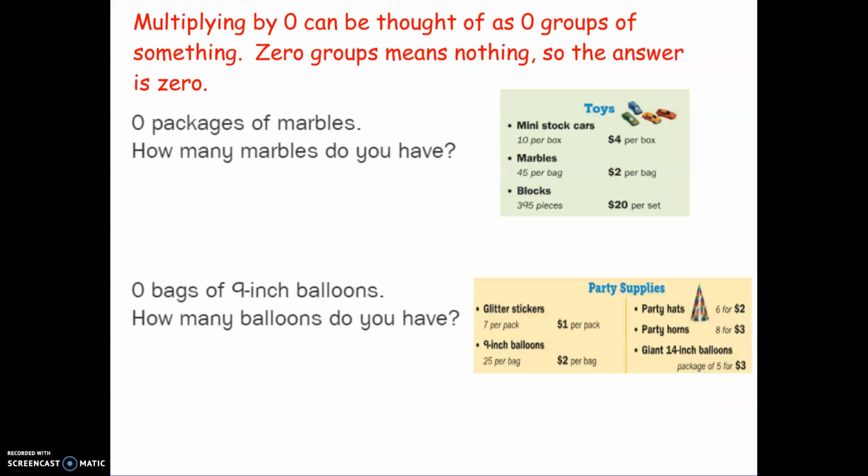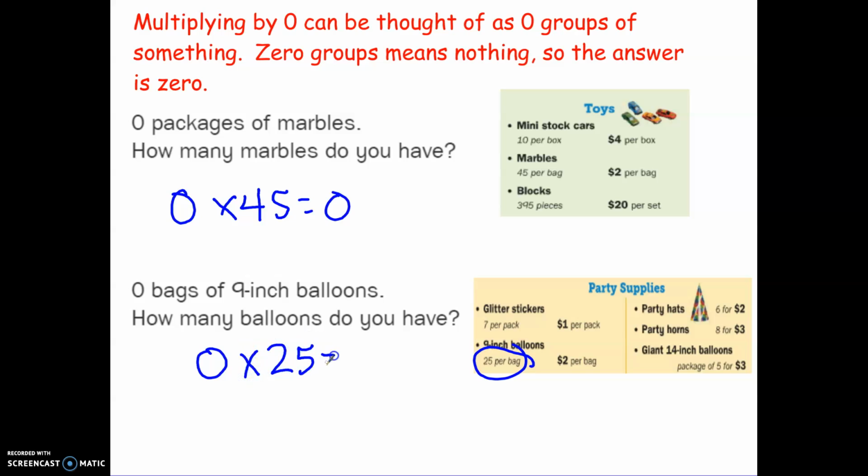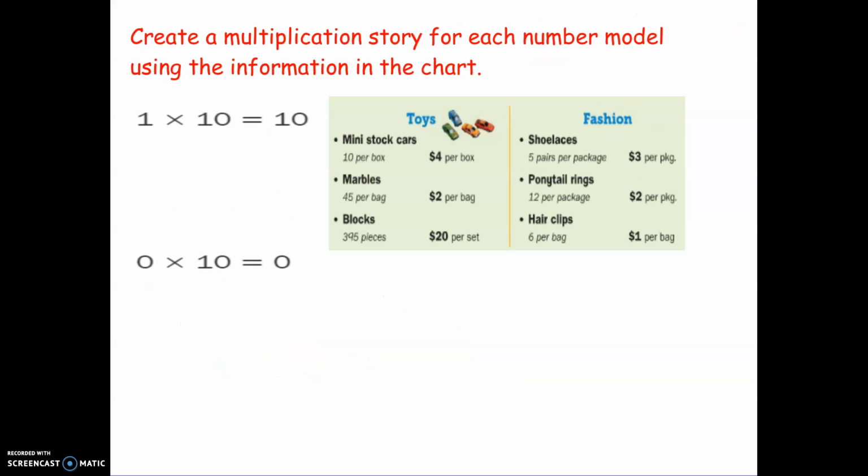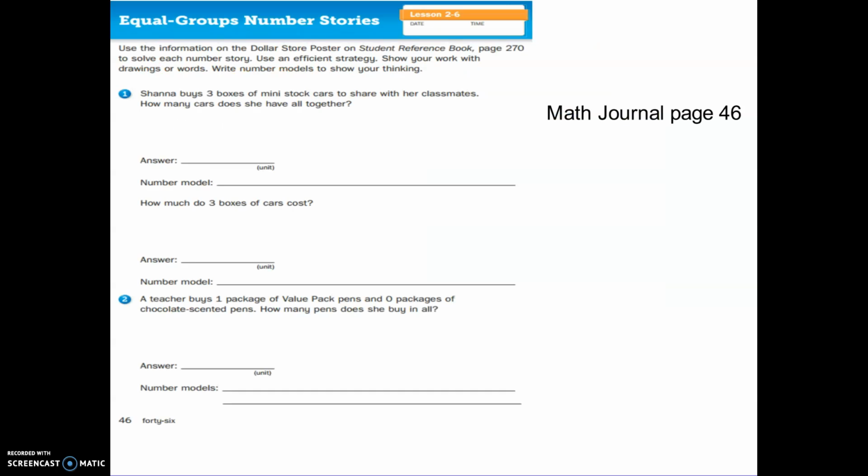Now, multiplying by 0 can be thought of as 0 groups of something. 0 groups means nothing, so the answer is 0. So if I have 0 packages of marbles, 0 times 45, it's going to be 0. I have 0 marbles. 0 bags of 9-inch balloons, and there's 25 per bag. 0 times 25 is 0. 0 marbles, 0 balloons.